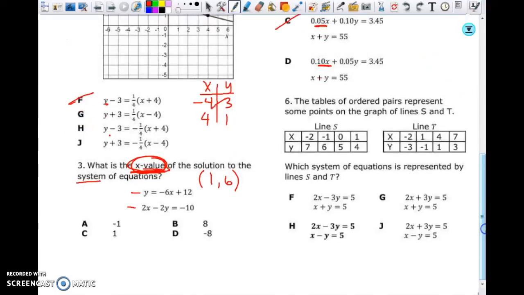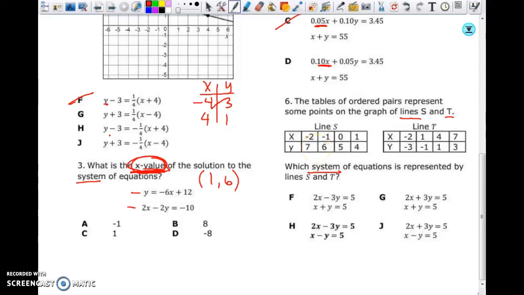And the last one, number 6, again, I'm going to guide you through it, but you guys are going to figure out the answer. So for number 6, this time they give you the table of ordered pairs that represent some points on the graph of lines S and T. Which system of equations is represented by lines S and T? So again, a system is 2 equations. This is one table, this is the second table.